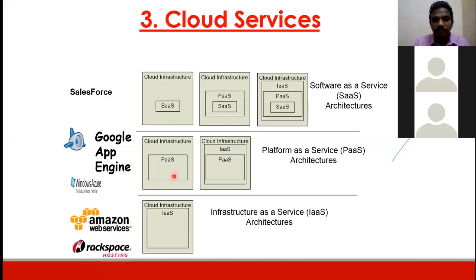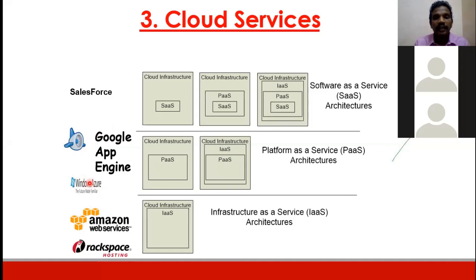The second one, platform as a service. So the second architecture is called platform as a service. So cloud infrastructure and platform. Hardware, and on top of that the operating system, which will be installed. So the combination of both hardware and software operating system is called a platform. The clouds which provide platform as a service are Google App Engine and Microsoft Windows Azure. These are the service providers providing platform as a service.